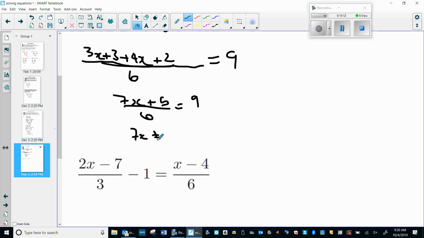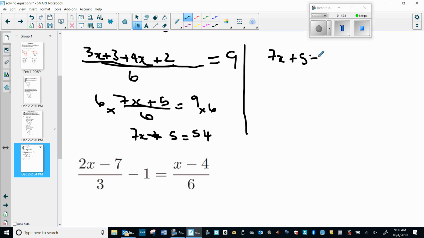The next one is 5. Oops. Plus 5 equals 56. I mean, 54. And then you minus 5. So 10x and 54 minus 5. So that's 7x equals 49. And you divide by 7 on both sides. So x would be 7. Lovely. I got it right.